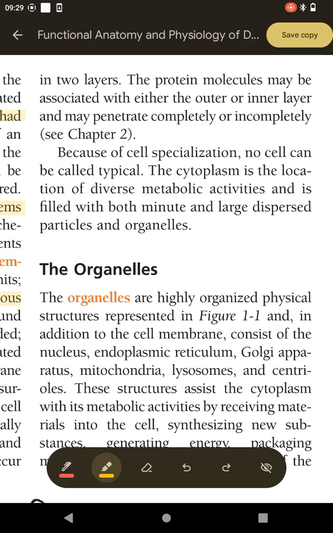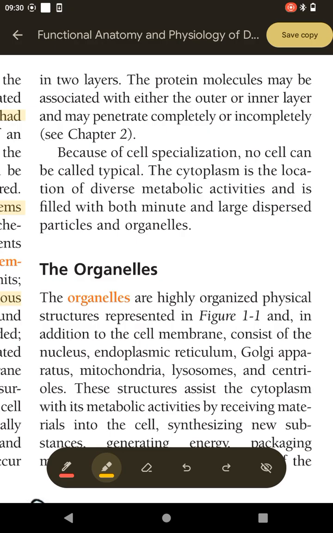One line is written that because of cell specialization, no cell can be called typical. What is a typical cell? A typical cell is the representative of all the cells, that is, they have the basic structure of plasma membrane, cytoplasm, and nucleus. But do all the cells in the body have all these structures? No. Like mature RBCs, they are devoid of the nucleus.